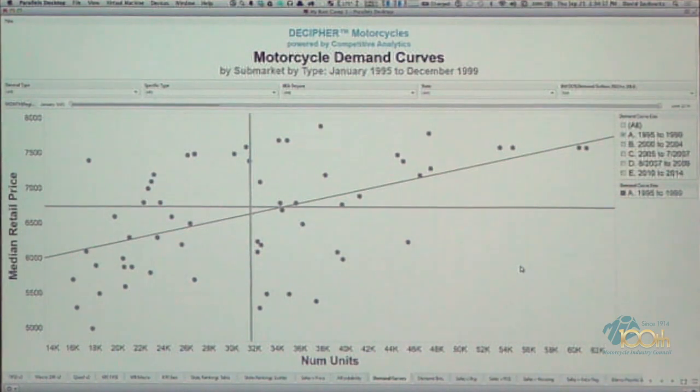Let me give you some quick bearings on what's happening. There's not a lot going on, but there's some stuff. This axis is your sales, okay? And here is your price, okay? What's happening here? This is a completely inverted demand curve. This should not be happening. Your prices increase and your units increase.